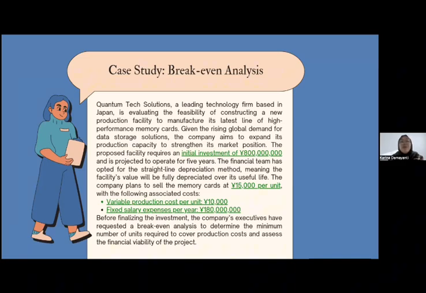Each memory card will be sold for 15,000 yen. Here are the costs. Variable cost per card is 10,000 yen, and fixed cost per year is 180 million yen. Before starting the project, the company wants to calculate the break-even point to know how many memory cards must be sold to cover all the costs. So, how do we solve this? Next.